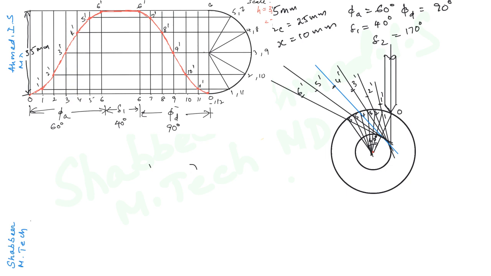So this length 4 4' must be equal to this 4 4', then this length 5 5' must be equal to this length 5 5', and this length 6 6' must be equal to this length 6 6'.